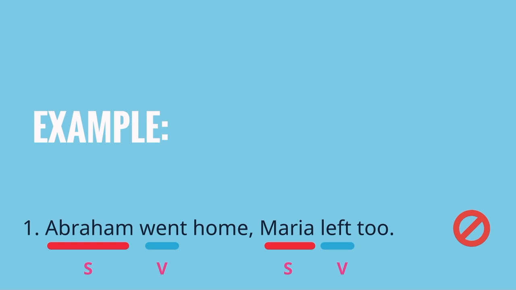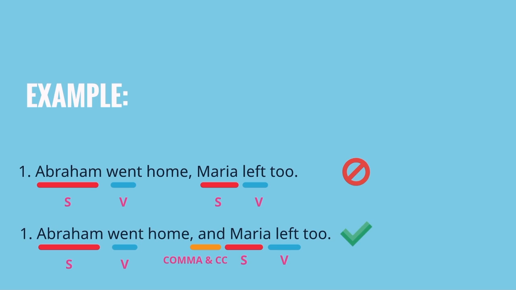Remember, we need to use the cement in this case if we want them to both stick together. It needs to have a comma and a coordinating conjunction. So Abraham went home, comma, and, remember FANBOYS. As we can see, Abraham went home, comma, and Maria left too. So we have it perfectly cemented together by a comma and a coordinating conjunction.